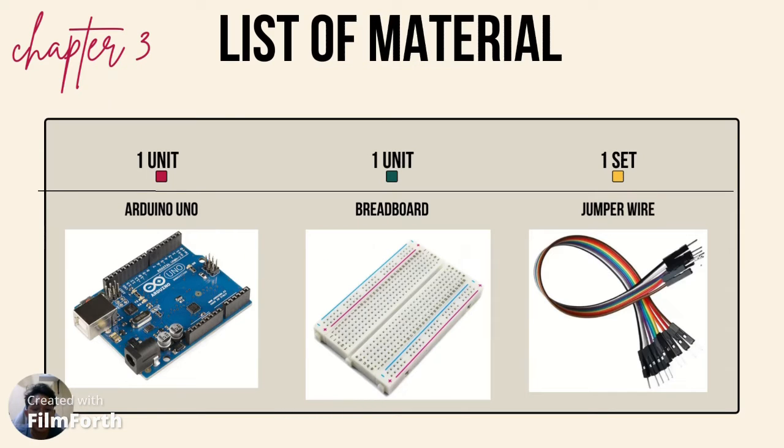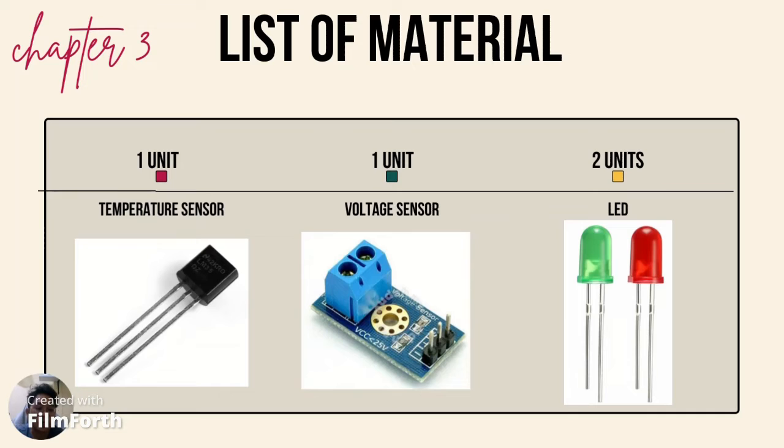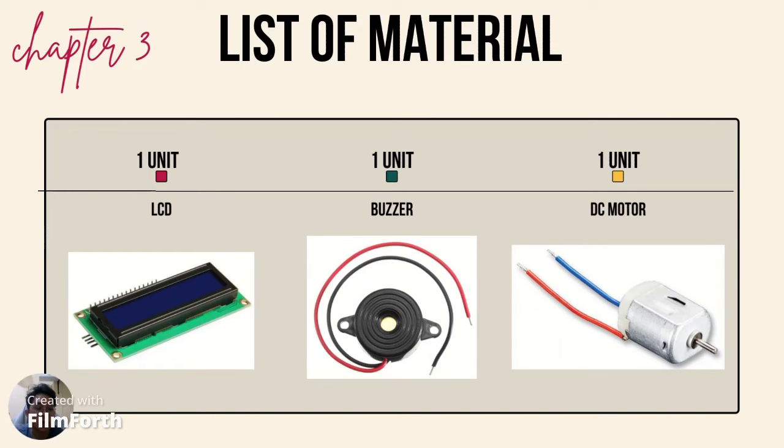And this is our list of materials that we use in our project. So we have 1 unit Arduino Uno, 1 unit small breadboard, 1 set jumper wire, 1 unit temperature sensor, 1 unit voltage sensor, 2 units LED, which are red LED and green LED, 1 unit LCD, 1 unit buzzer, and 1 unit DC motor.